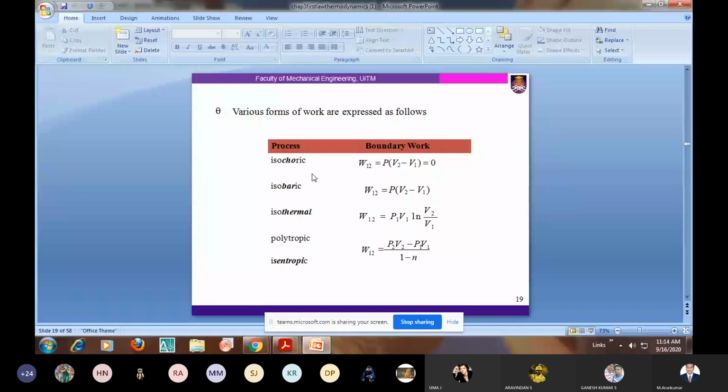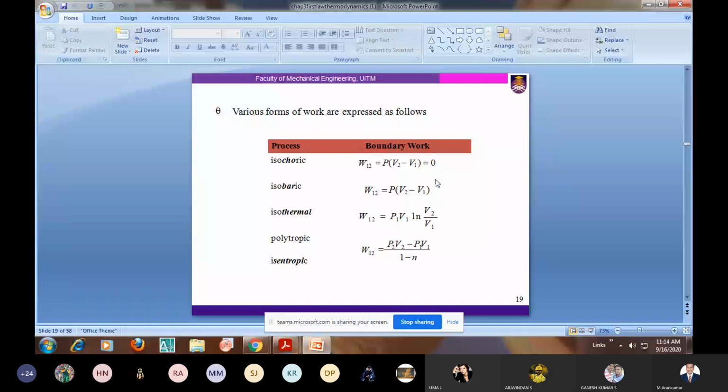Then we also have the work for all the processes, which we already derived. For the isochoric process, W will be equal to 0. For the isobaric process, W will be P into delta V. For the isothermal process, W is equal to P V natural logarithm of V2 by V1. For the polytropic process, W is P2 V2 minus P1 V1 by 1 minus n. For isentropic, you take P2 V2 minus P1 V1 by 1 minus gamma.